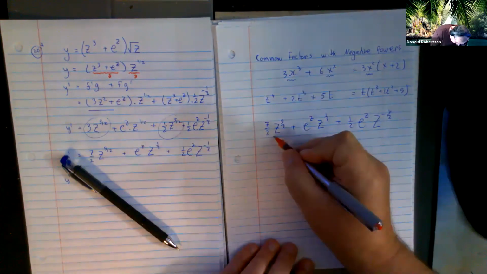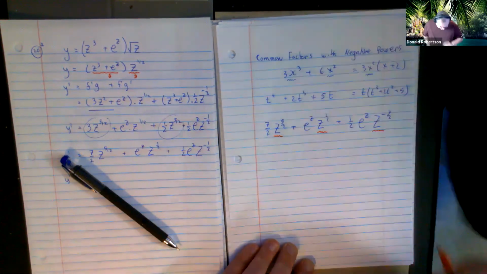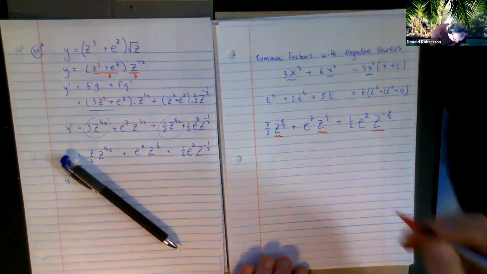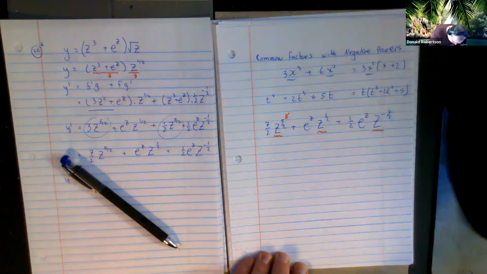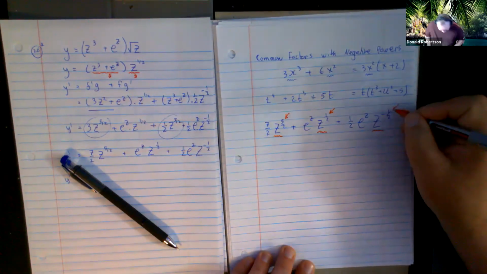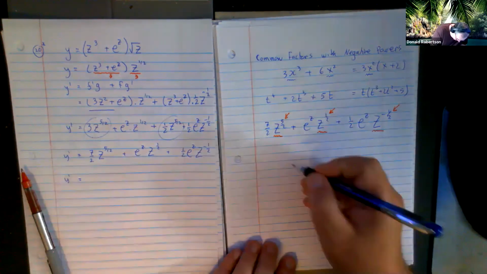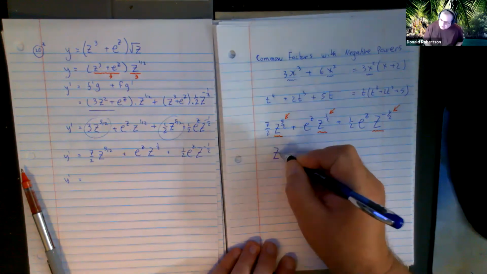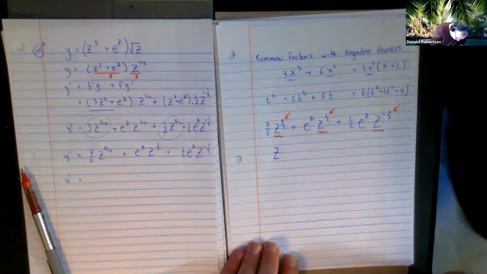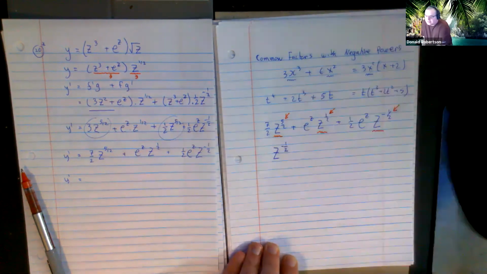I notice that each term has a power of z. Do you notice the power is 5 halves, the power is 1 half, and the power is negative 1 half? That means I can pull out a power of z. And the common factor you pull out is the smaller of the 3, negative a half.